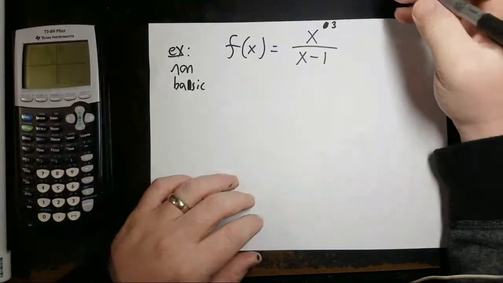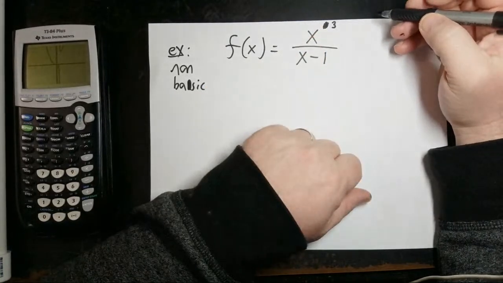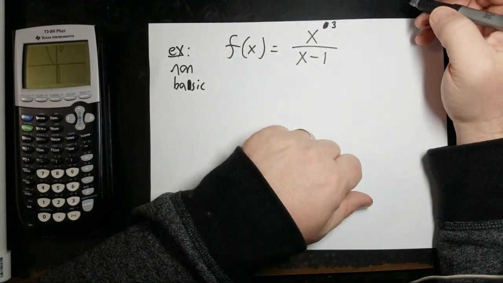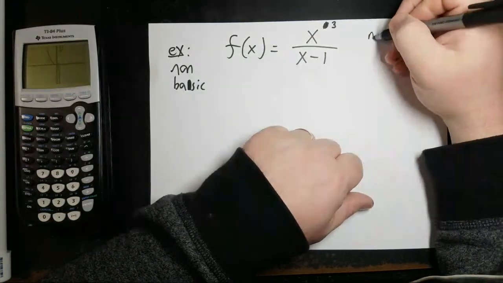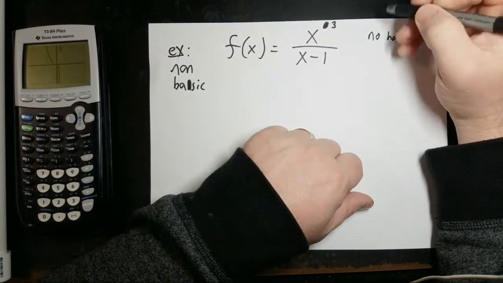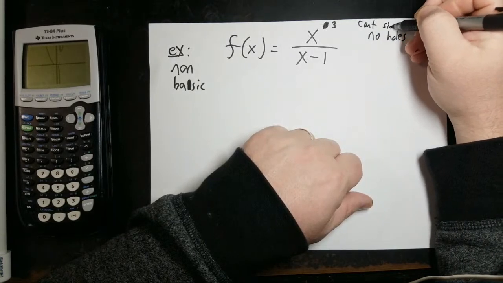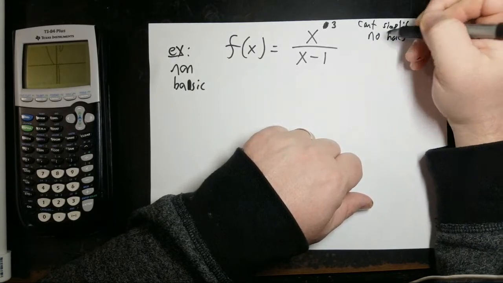First and foremost, you can't factor, so don't worry about it. Since you can't factor, and since nothing simplifies, there are no holes. So I'll write: can't simplify, no holes.